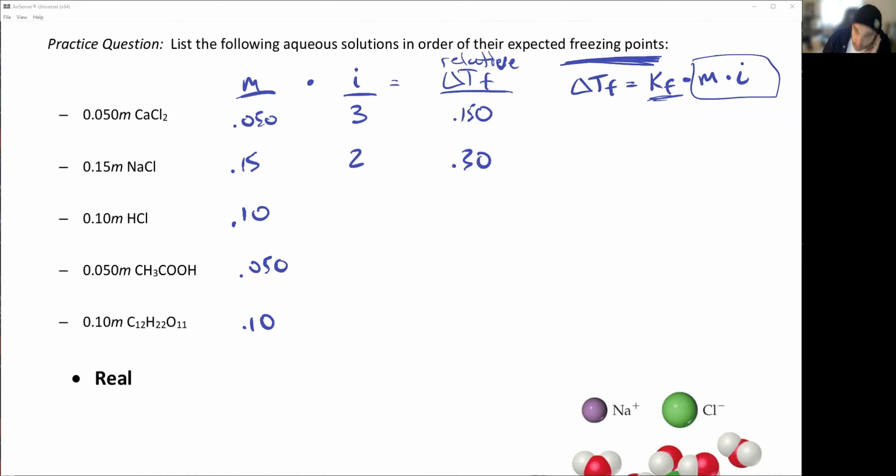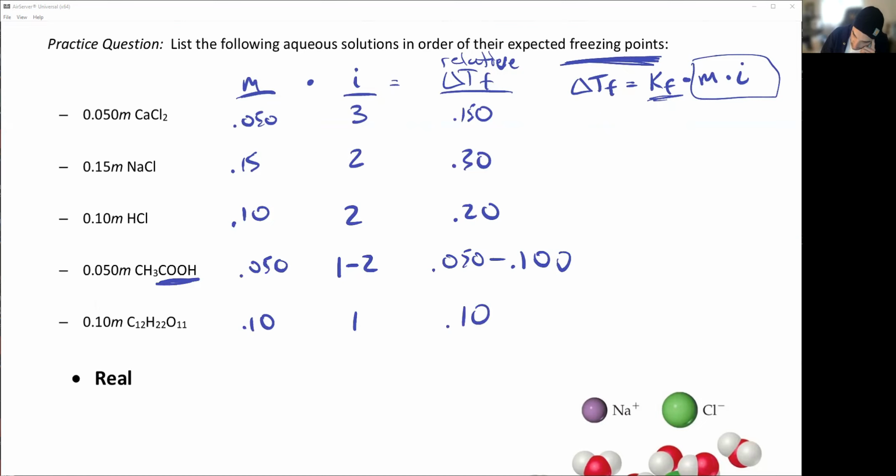HCl is a strong electrolyte. It's a strong acid. It should break into two particles, giving us 0.20. CH3COOH, I recognize that it's a weak acid. It's between one and two particles. So that means it's 0.050 to 0.1. That's where we expect that one. So it's somewhere in between those two values. And then C12H22O11, that's just giant. So that's organic. It's carbon, hydrogen, and that's about it. So this is just going to have a Van Hoff of 1, giving 0.10.